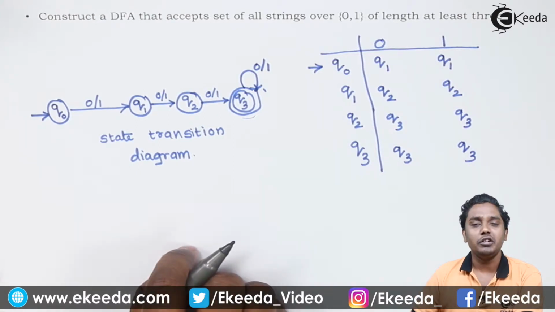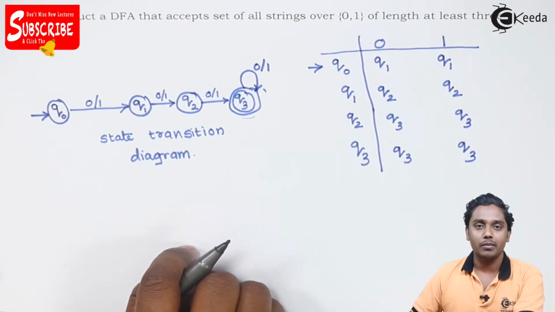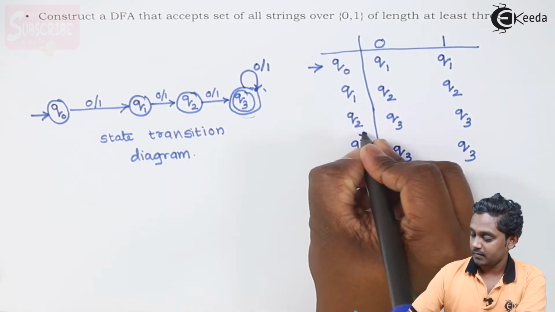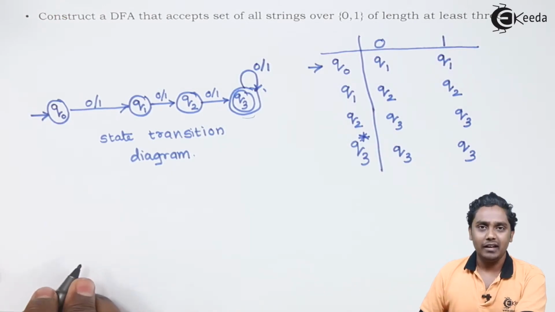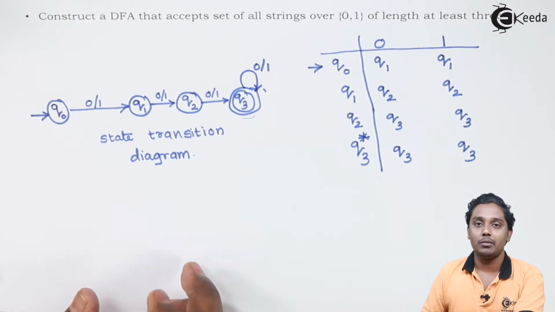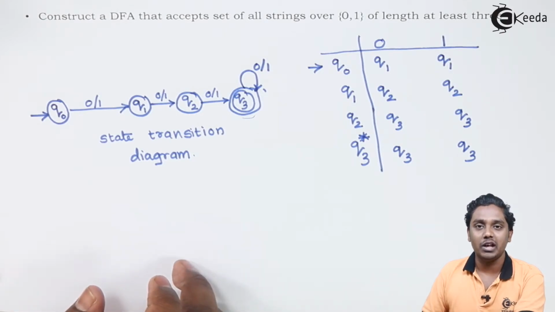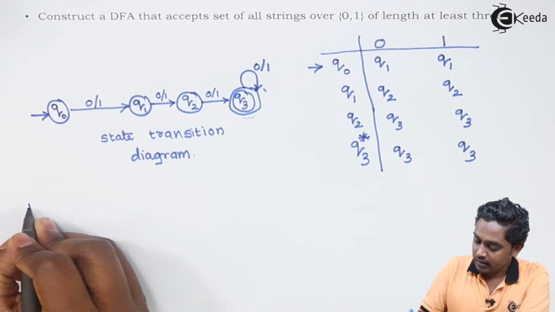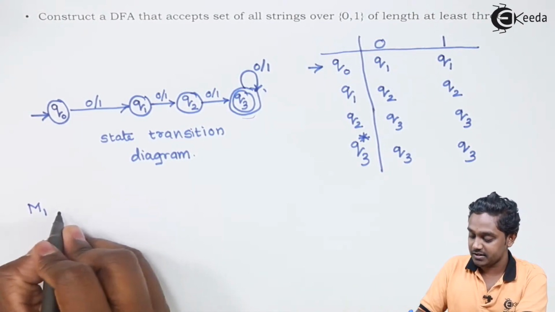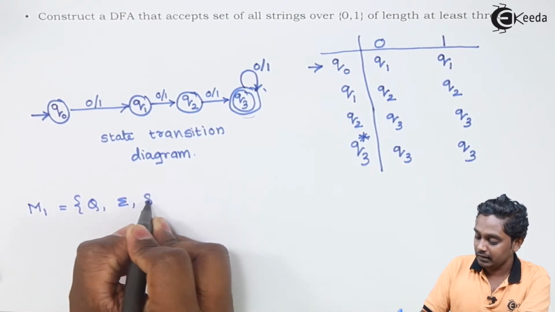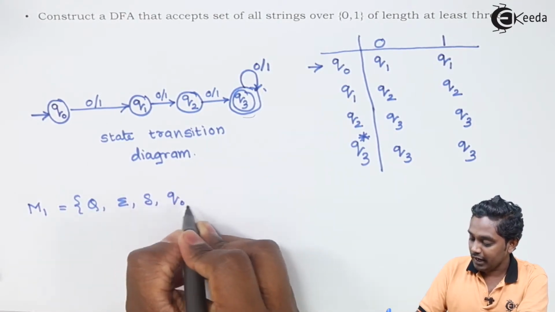In the state transition table, how to represent the final state? It is represented using an asterisk mark on the state. You can say that the DFA is constructed using all the components. Now let's discuss the components. We have seen the components of the DFA are as follows: Q, sigma, delta, Q0 and F. Let's say M1 is the machine we just designed. We have Q, sigma, delta, Q0 and F.